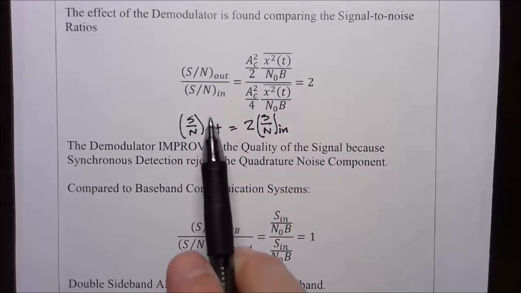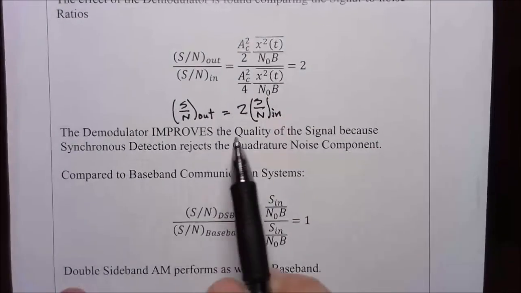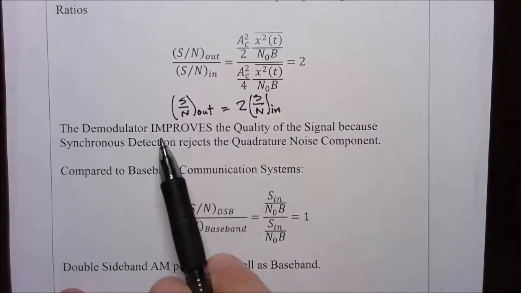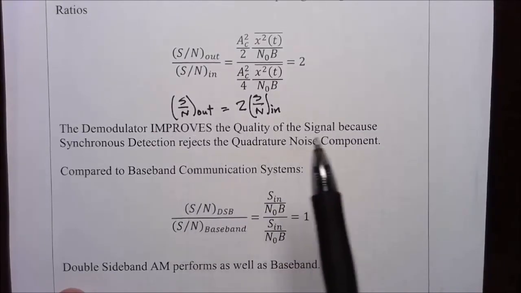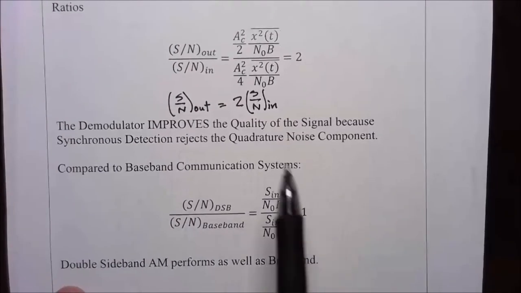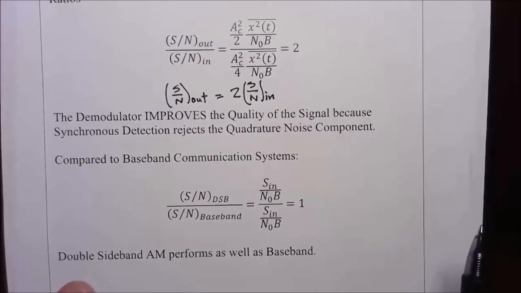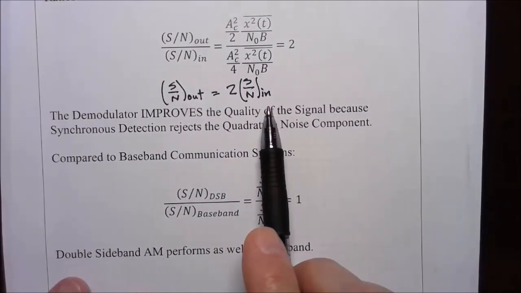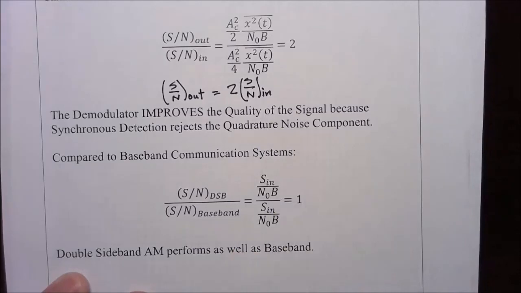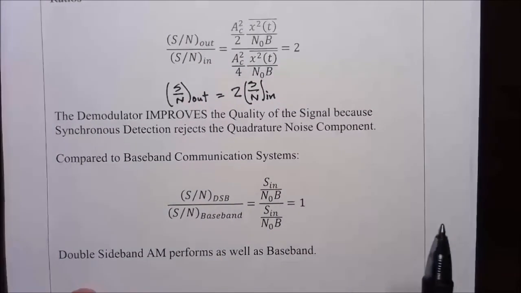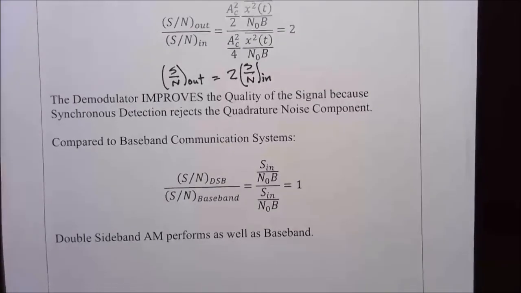What this says is the signal-to-noise ratio that comes out of the demodulator is larger than the signal-to-noise ratio that goes in. So this demodulator improves the quality of the signal, and that's because the synchronous detection rejects the quadrature noise component. So half of the noise is removed in the demodulation process. So that's good. That improves the quality.